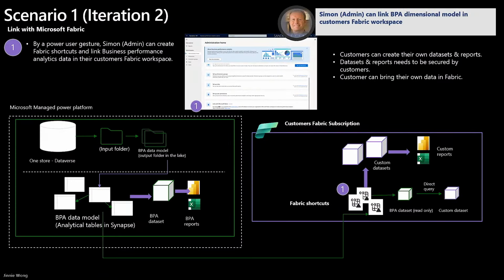So with the second iteration, we're taking one step further. The next step for us is not only to make the entities, the tables, available. With the second iteration we're working on right now, we are making the BPA data sets available to you as well. So you have the managed service on the left-hand side, we have the BPA, and then the BPA is visible in your Fabric instance, and you will see that the BPA data sets are directly available for you to be queried by your custom data sets.